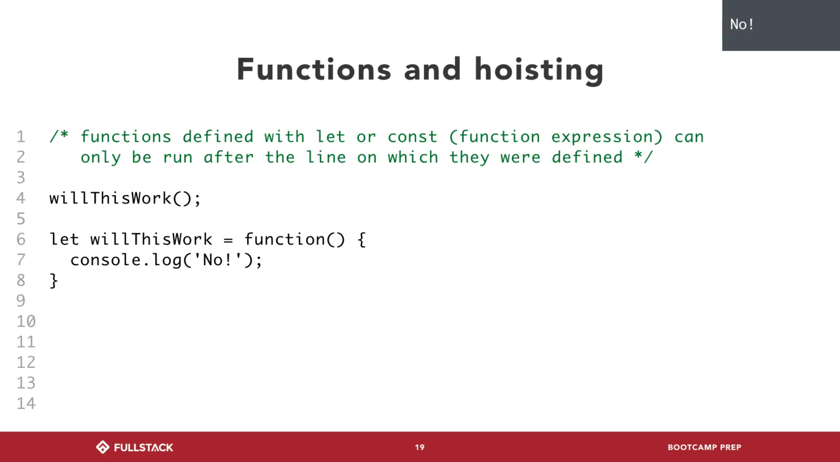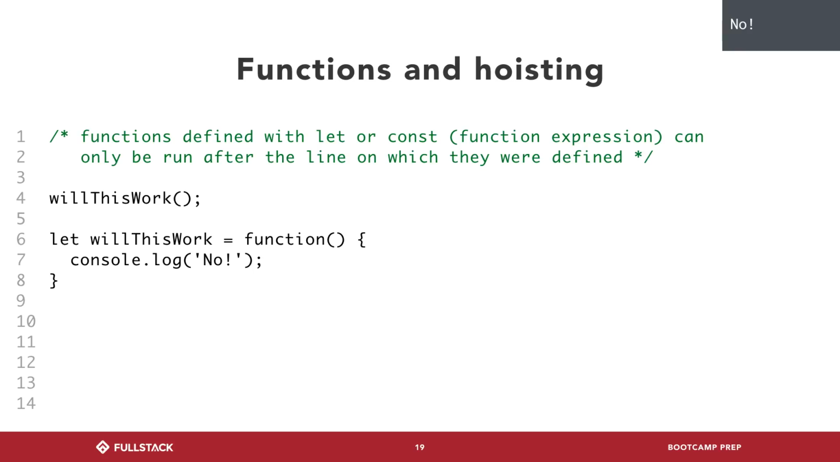On the first pass, when JavaScript reads this, it's going to create this variable called will this work. But what's the value of will this work after the first pass? Nothing is never an answer in JavaScript. Undefined, there you go. The first time through, it says, great, there's a variable called will this work. It doesn't know what it is yet. It could be a number, a boolean, a string, anything. It's undefined.